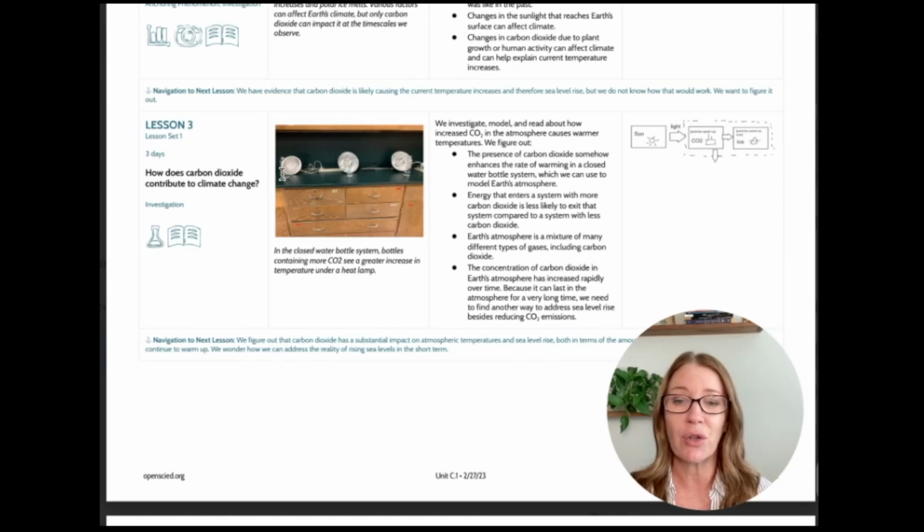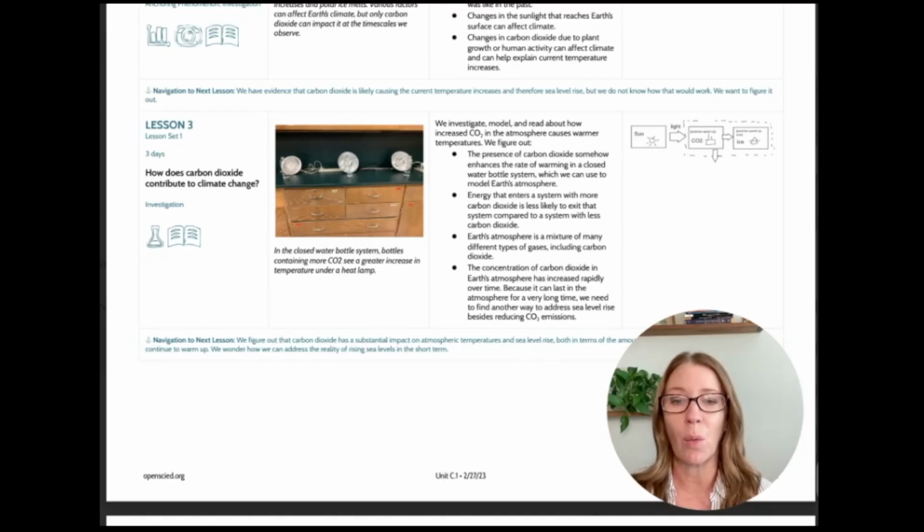In this investigation, you can see there's 3 heat lamps set up. We have 3 bottles. It's called the closed bottle investigation. So we're going to put caps on those bottles. The first one is just regular atmospheric carbon dioxide. The second one has an increased level of carbon dioxide. And then the third one has even more carbon dioxide. And that comes from Alka-Seltzer tablets that we place into the water.